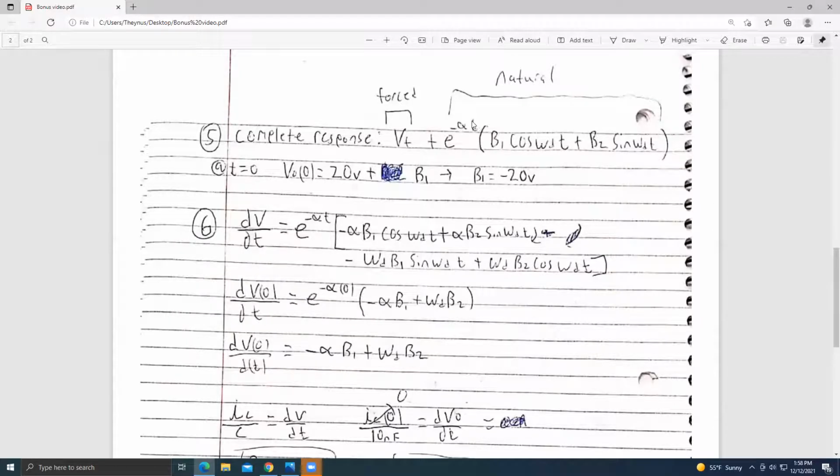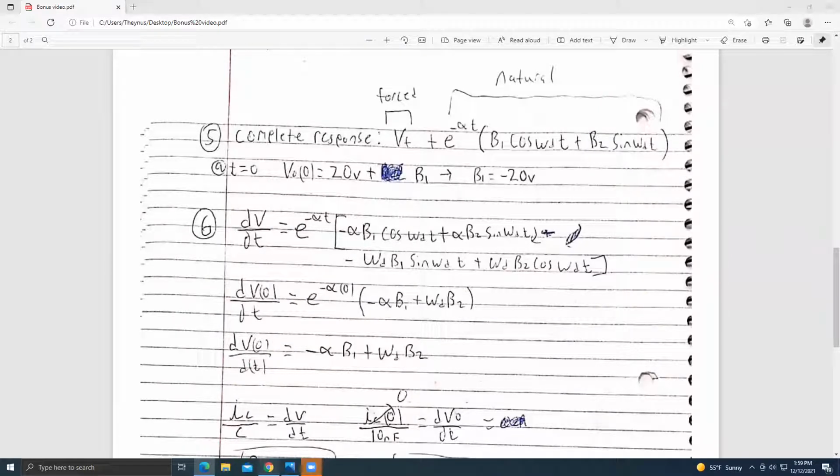e to the negative alpha 0, so this is going to go to 1, b1 cosine omega d 0, which means this cosine of 0 is going to go to 1, plus b2 sine omega d 0. Sine of 0 is going to go to 0. Therefore, we are left with 1 b1. This then comes out to v naught of 0, which is our complete response, is equal to 20 volts plus b1, meaning that we can now solve for b1 is equal to negative 20 volts. All right.